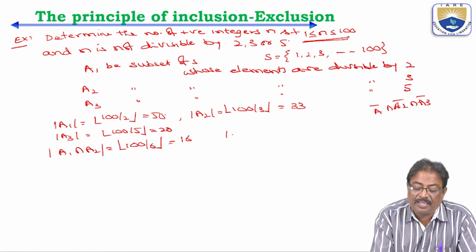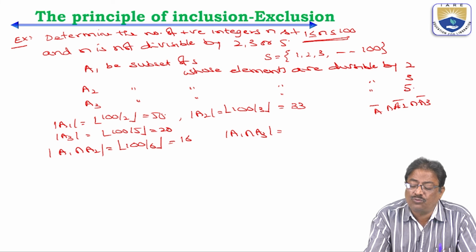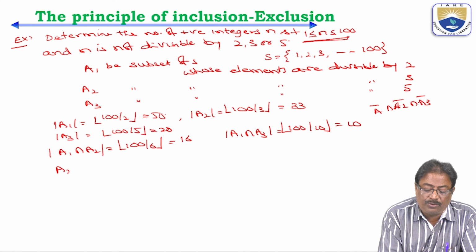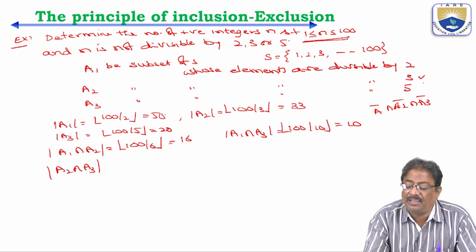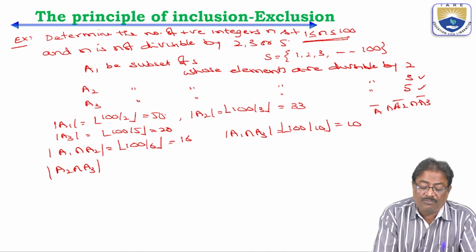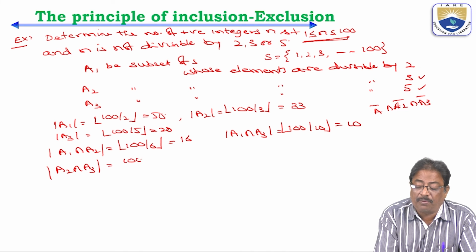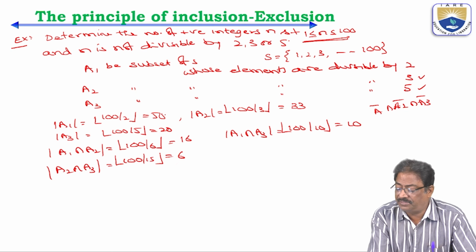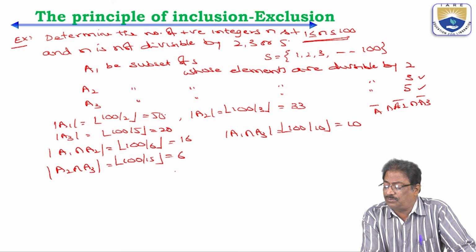Now let us say A1 intersection A3. The LCM of 2 and 5 is 10, so I am going to get only 10 elements. Then A2 intersection A3 means 3 and 5. How many elements are divisible by 3 as well as 5? The LCM is 15, so 100 divided by 15 is nothing but 6. We are going to get 6.